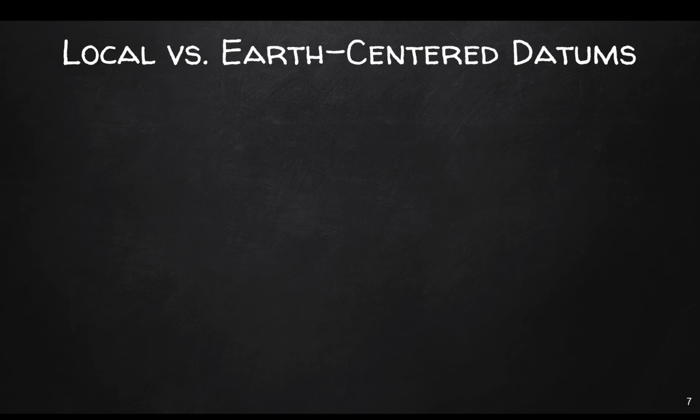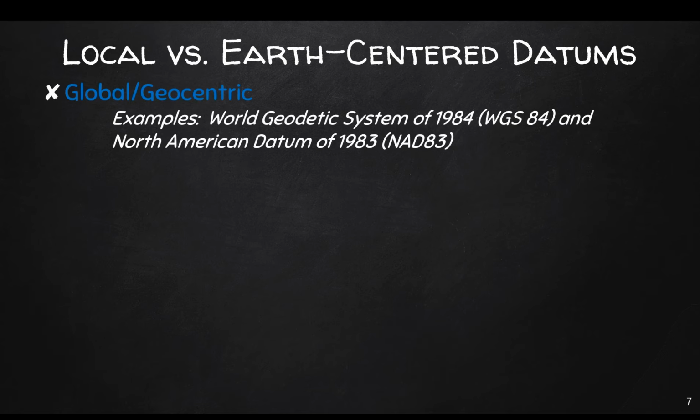So let's talk a little bit about local versus Earth-centered datums. An Earth-centered, or geocentric, datum uses the Earth's center of mass as the origin point for the datum. An example of this would be WGS 84 and the North American Datum, or NAD 83.